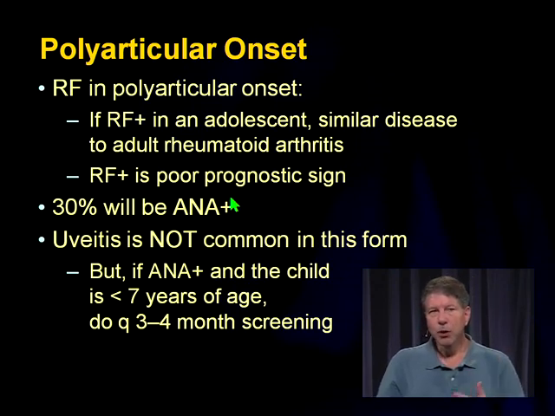30% of these kids will be ANA positive as well, like we saw with the oligo-articular form. But uveitis isn't as common in this one. Okay. Now, if they're a young kid and they're ANA positive with this, we're still going to do the screening because uveitis can occur. Okay. So the most important thing is with oligo, if they're ANA positive, for sure you're going to screen them. The polyarticular with the positive ANA, you're going to be thinking about screening them as well, most likely.